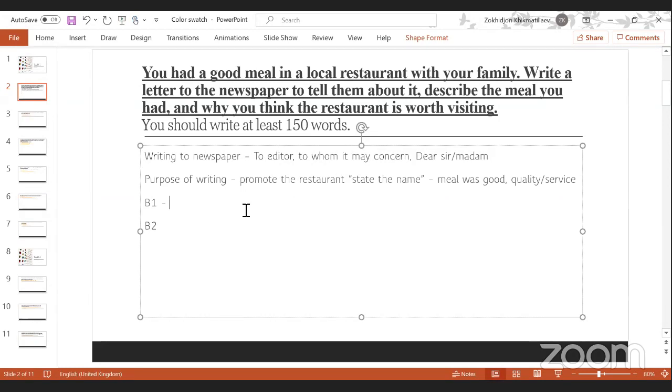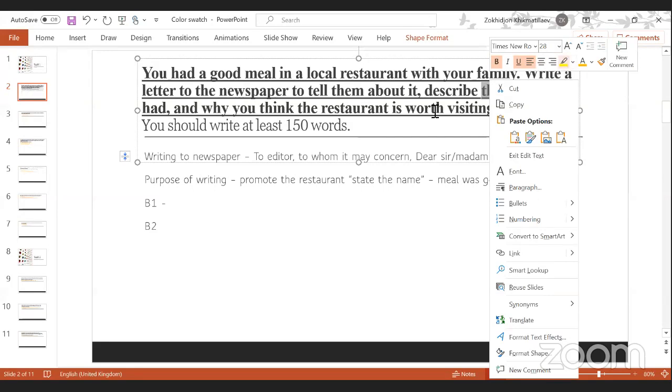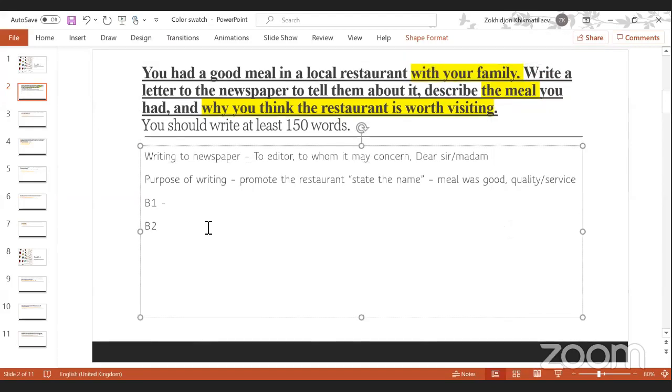Okay, now in B1, you will talk about what? What is the main purpose of writing it? Describing the meal. Yes. Okay, here is the meal. You should first talk about the meal, then you should think of why this restaurant is so worth visiting. The keyword here is family. It's a family place. You should include something in B2 about why it's so suitable for families. Okay, meal. You should say what you ordered and why it was so good.